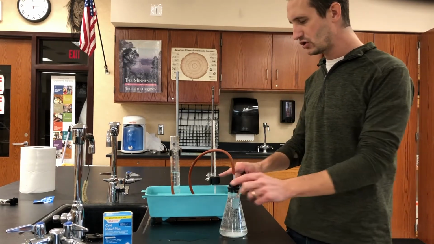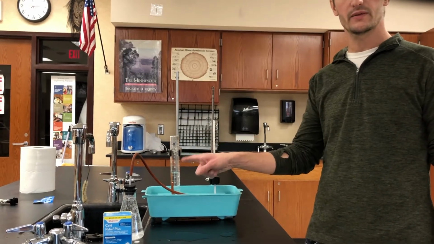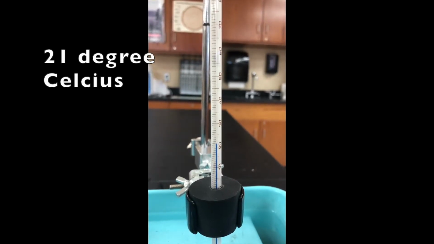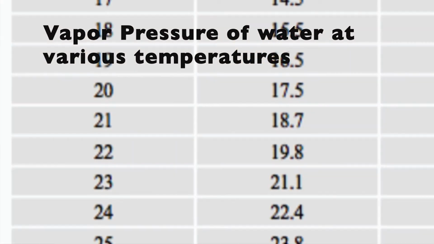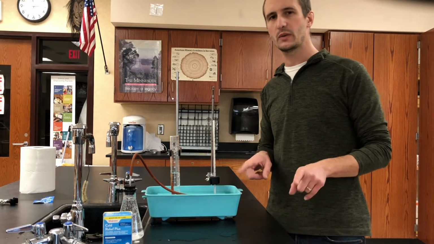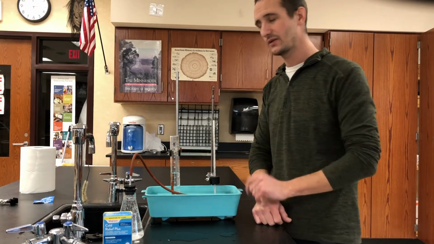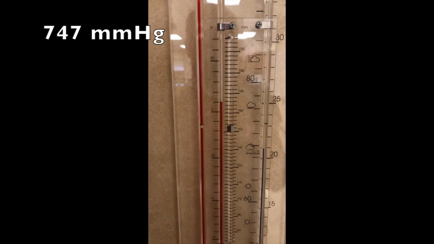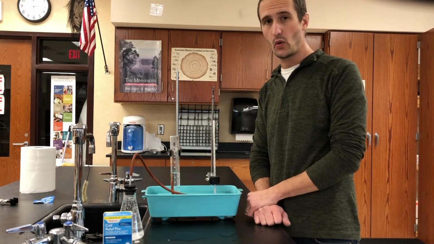One is we need the temperature of the water so that we can get the partial pressure of the water vapor inside of this graduated cylinder. So the temperature of the water is 21 degrees Celsius, which means the vapor pressure of the water is 18.7 mmHg. We also need the atmospheric pressure of the gas in the room, and hence the atmospheric pressure of the gas inside of this graduated cylinder. And so we have an atmospheric pressure of 747 mmHg, that's millimeters of mercury, which is equal to 747 torr.